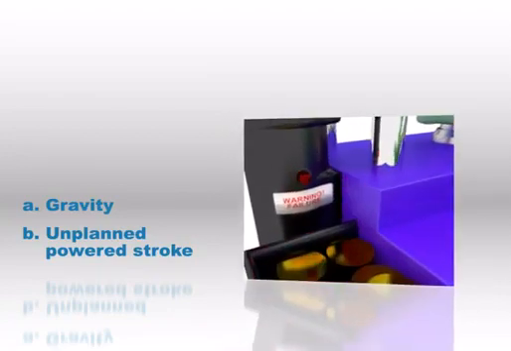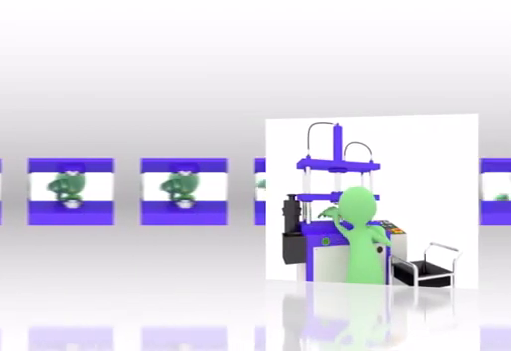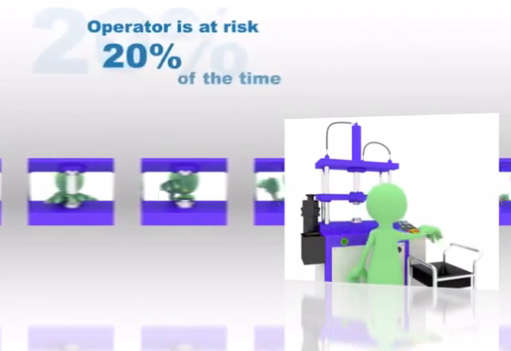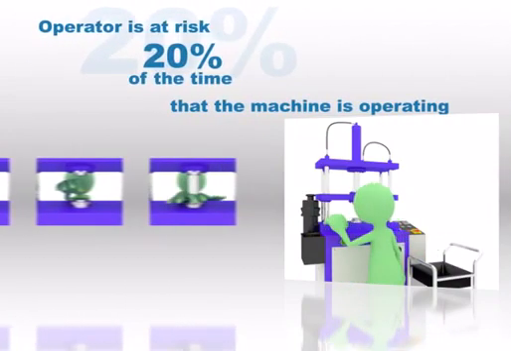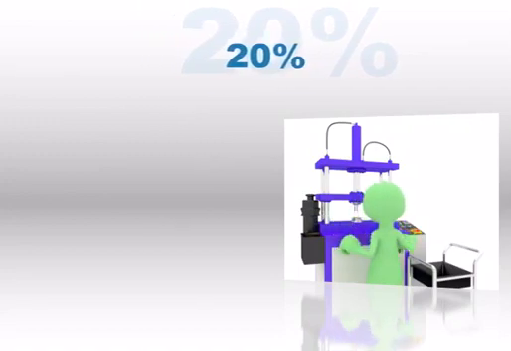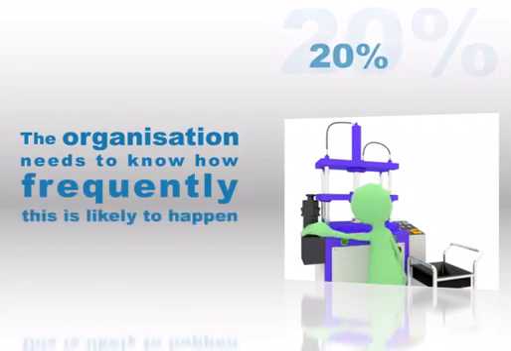Although it is hoped that the machine won't fail and that the operator won't be injured, according to the data, the operator is at risk 20% of the time that the machine is operating. Due to this 20% risk of the operator being injured when the machine is working, the organisation needs to know how frequently this is likely to happen.